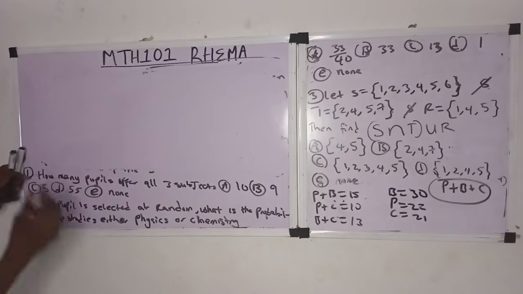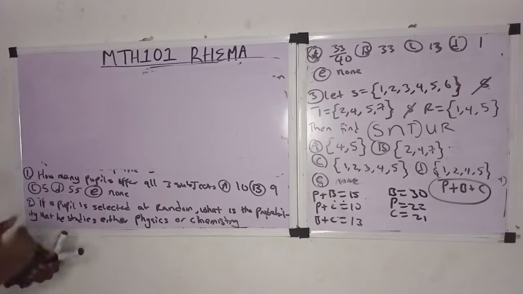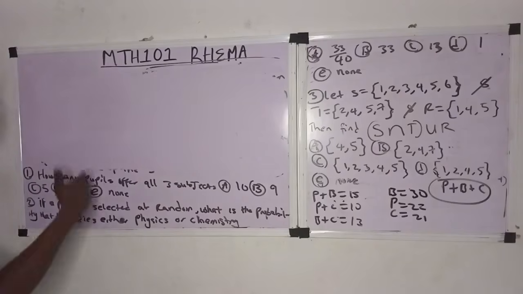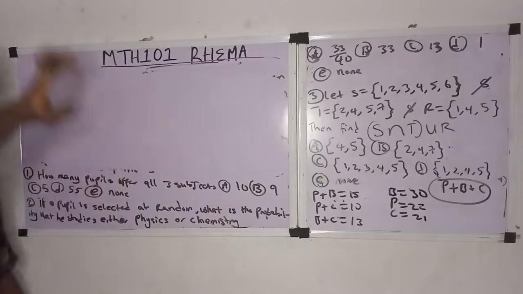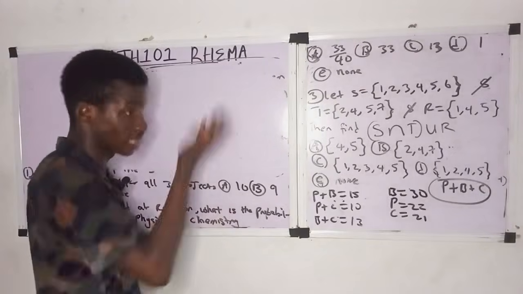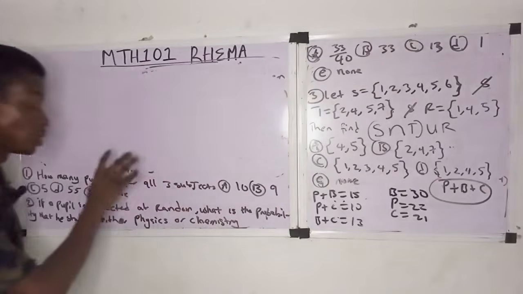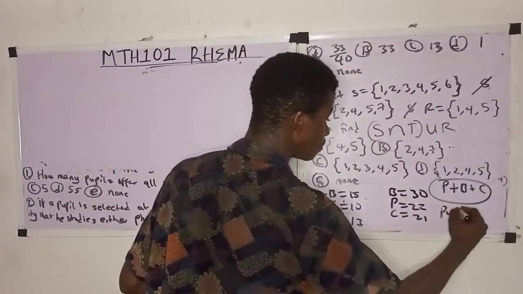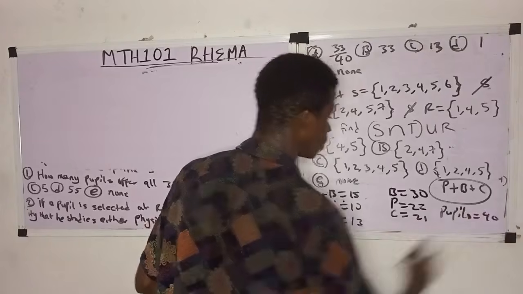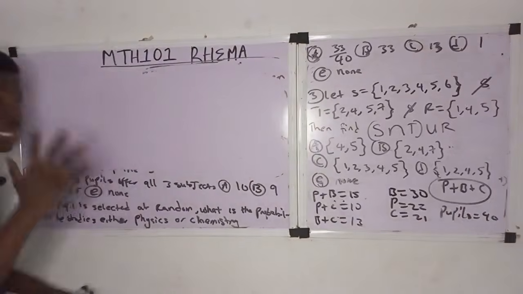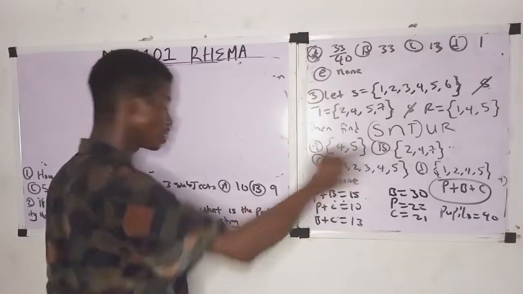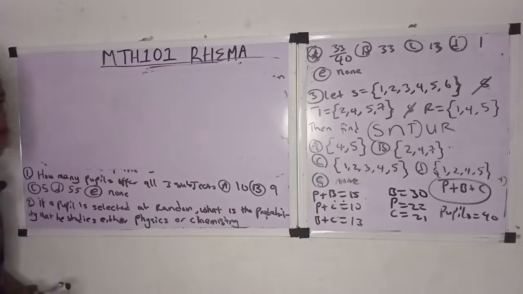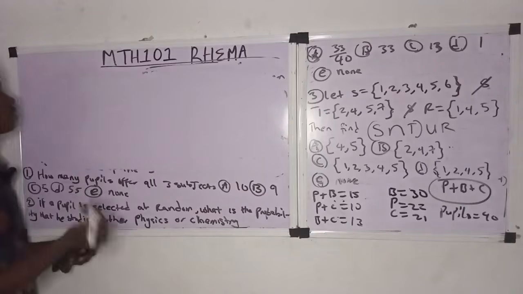Let me continue. They asked how many pupils offer all three subjects. Remember, the total number of pupils in the class, from the question, is 40. So to do this, the formula is very simple.